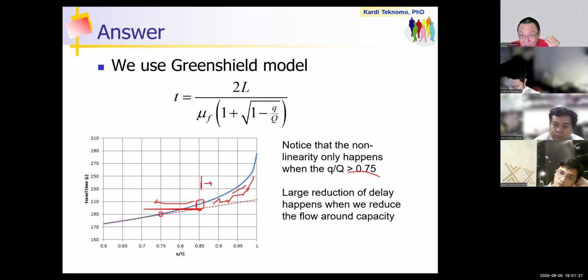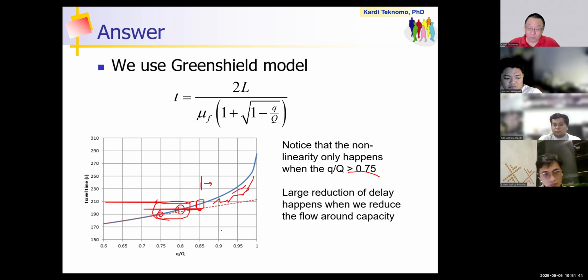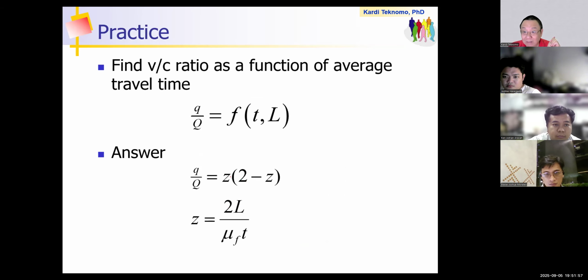This value around 0.8, 0.75, is the typical value where we see them starting to depart from the linear model. So these are critical values that we use to decide whether this is congested or not congested, as a rule of thumb.